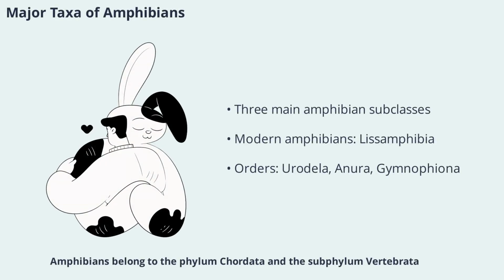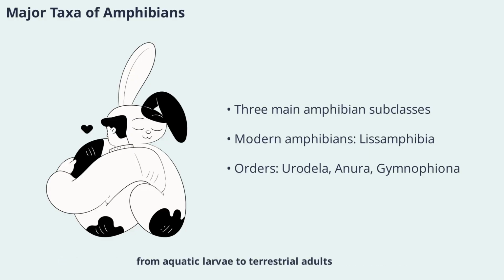Amphibians belong to the phylum Chordata and the subphylum Vertebrata. Within the class Amphibia, we find three main subclasses: Labyrinthodontia, Lepospondyli, and Lissamphibia. The first two are extinct, representing some of the earliest land vertebrates, while Lissamphibia includes all modern amphibians. Orders within Lissamphibia are Urodela, which includes newts and salamanders, Anura, which covers frogs and toads, and Gymnophiona, the lesser-known caecilians. Each group has evolved unique features to adapt to their environments, from aquatic larvae to terrestrial adults.